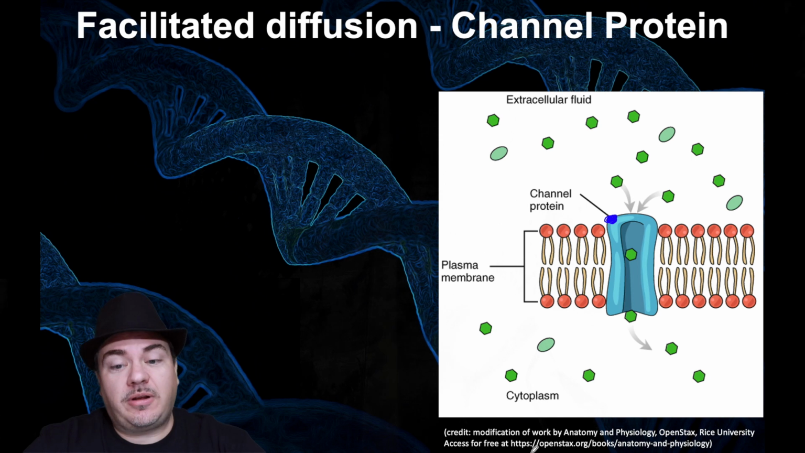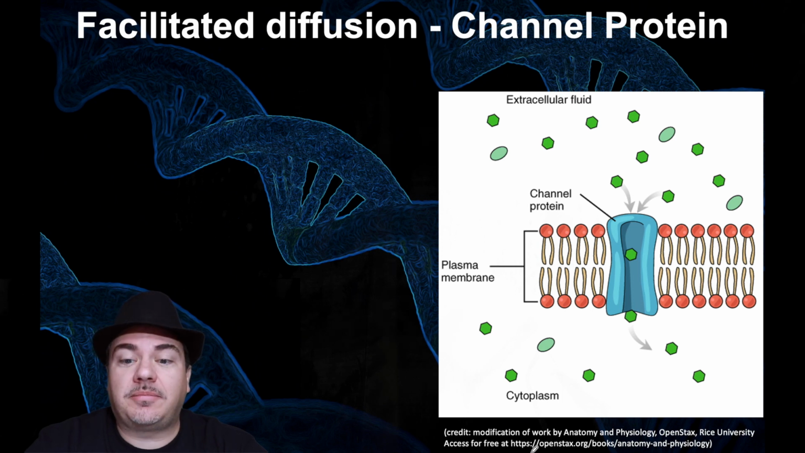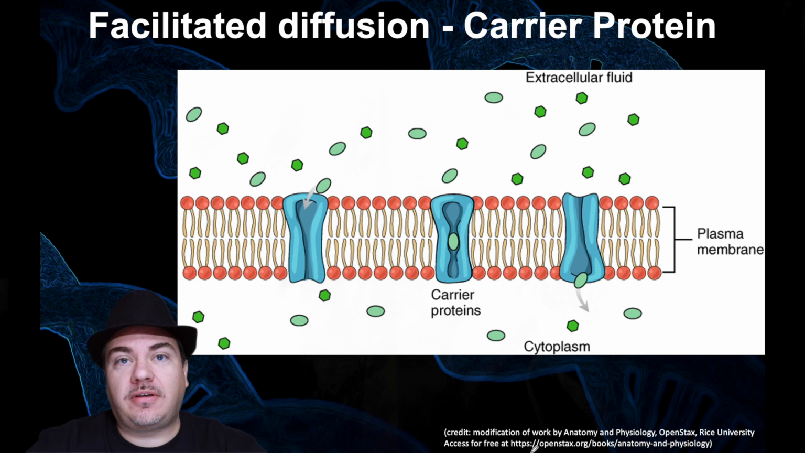Now, we'll learn in more detail in later lectures exactly what signaling molecules are, so we'll come back to that concept later. But that's a channel protein. The other type of protein that's used for facilitated diffusion is called a carrier protein. A carrier protein is, again, for things that cannot pass right through the phospholipid bilayer, so again, for hydrophilic molecules.